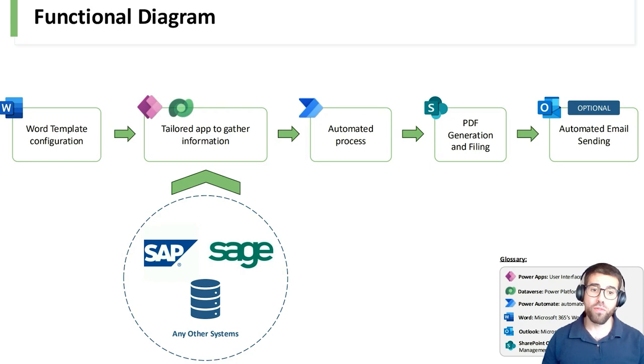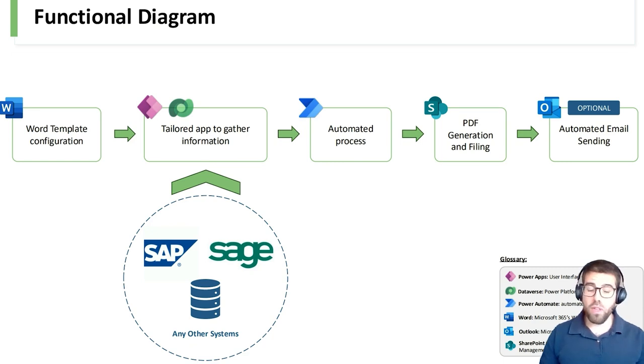Because we are using Microsoft technologies, Power Platform, we can integrate with any other system, Sage, SAP, any other information system, we can integrate with the Power Platform, meaning that from this tailored Power Apps application, we can get all these data from different data sources into a single user interface so that our users can get that information without logging in into different applications.